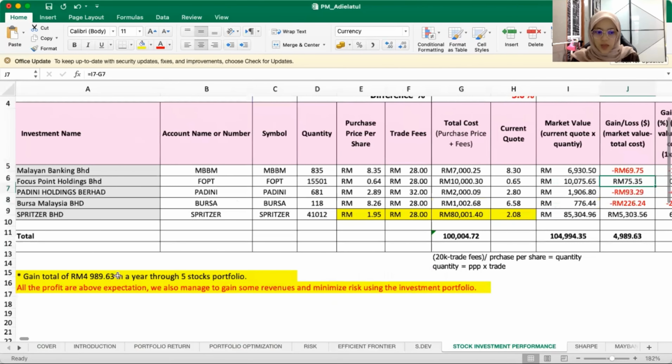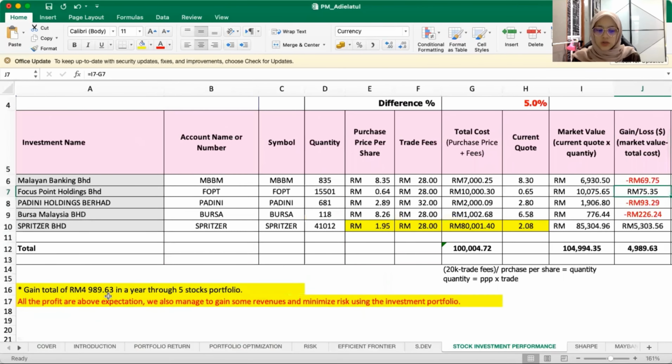So again, total loss of 4,989 ringgit 63 cents in a year through the 5 stocks portfolio. All the profit are above expectation. I managed to gain some revenue and minimize risk using the investment portfolio.